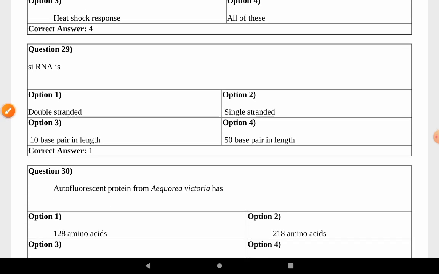Our next question is siRNAs, silencing RNAs. Option 1 double stranded, option 2 single stranded, option 3 10 base pair in length, option 4 50 base pair in length. So the correct answer is option 1, double stranded RNA. So siRNA is double stranded RNA.